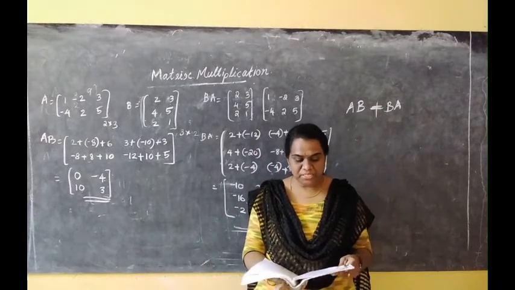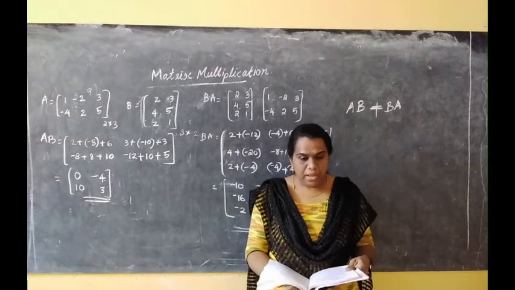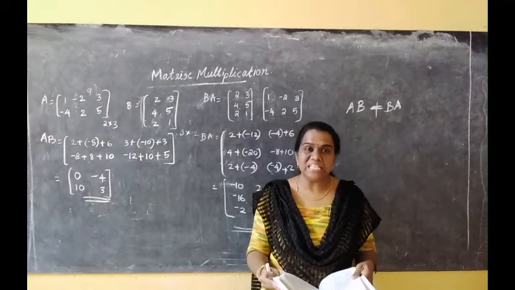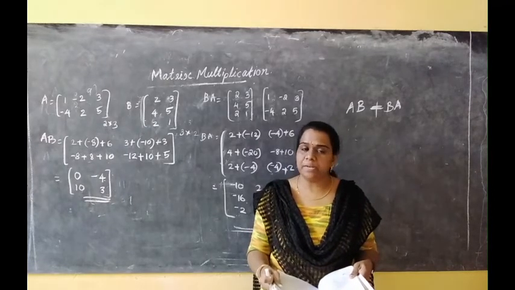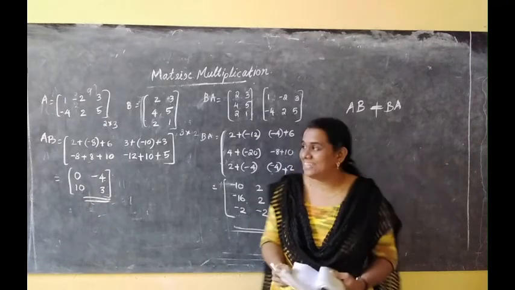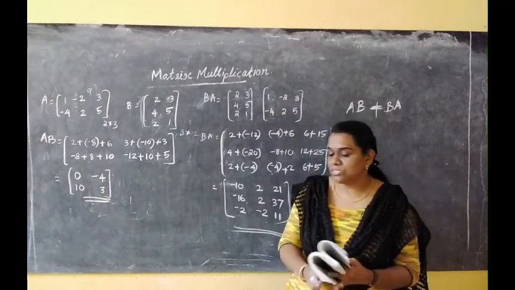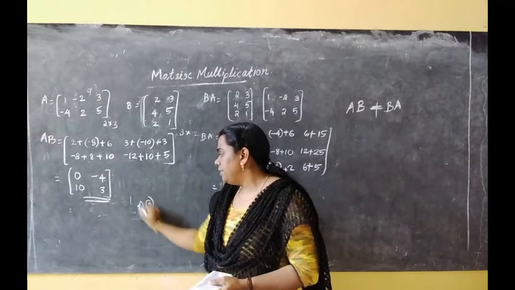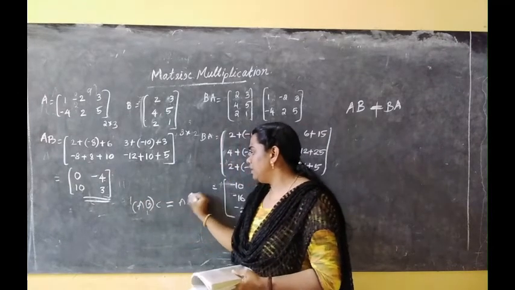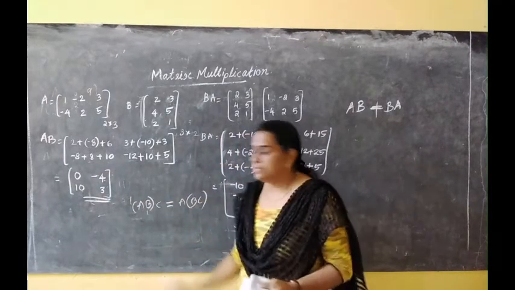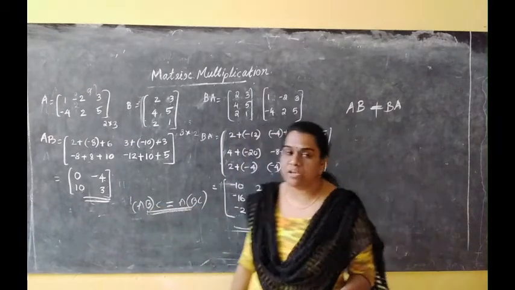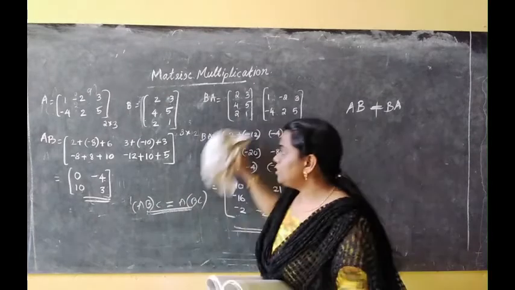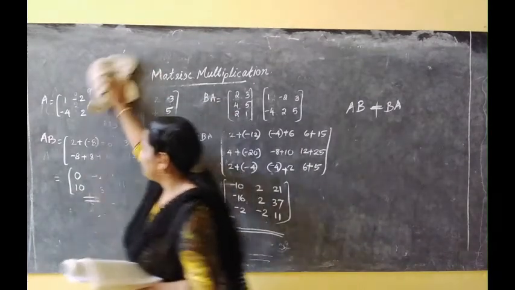Matrix multiplication is not commutative. But we can find that matrix multiplication is associative. Associativity means what? (AB) into C is equal to A into (BC). That matrix multiplication is associative, but it is not commutative. And in algebra, I hope you understood this multiplication.